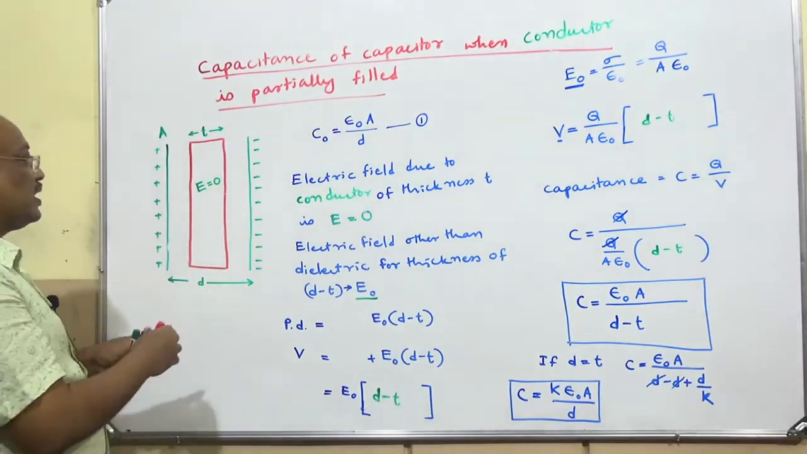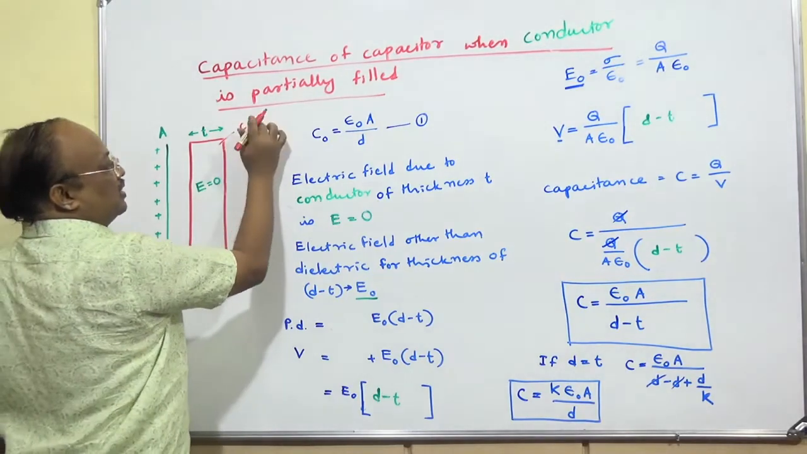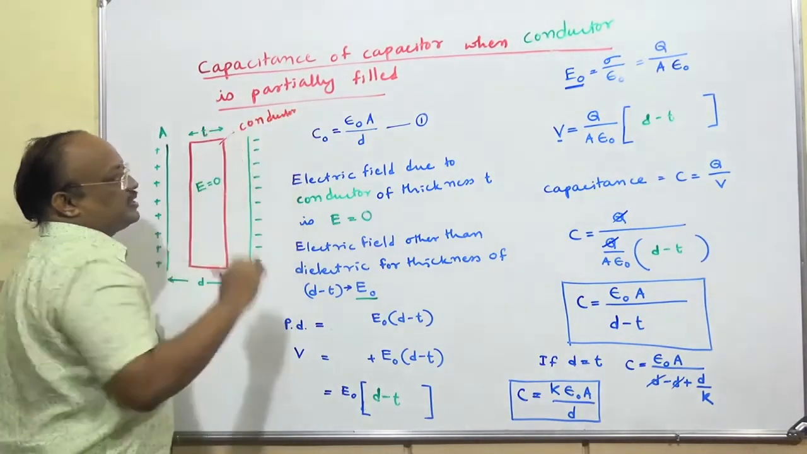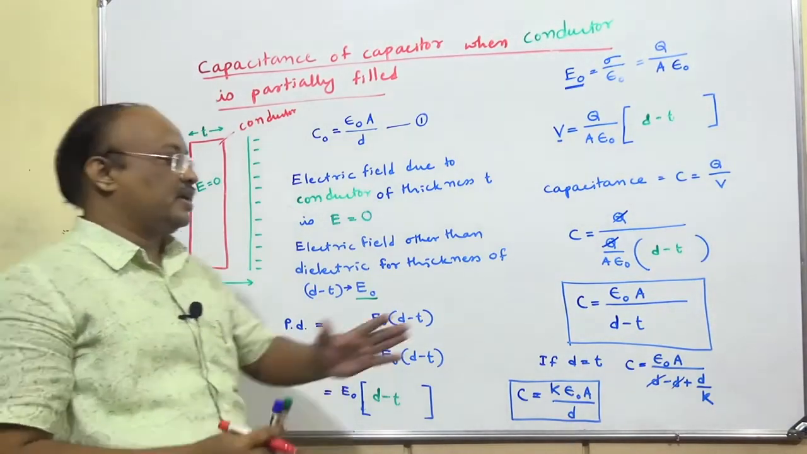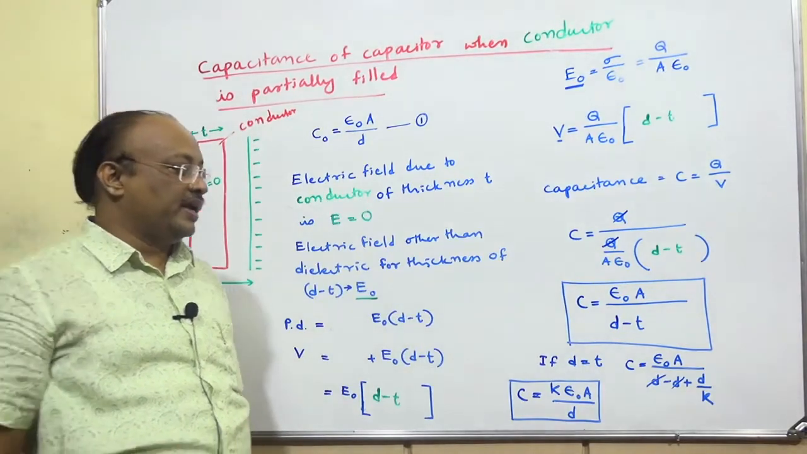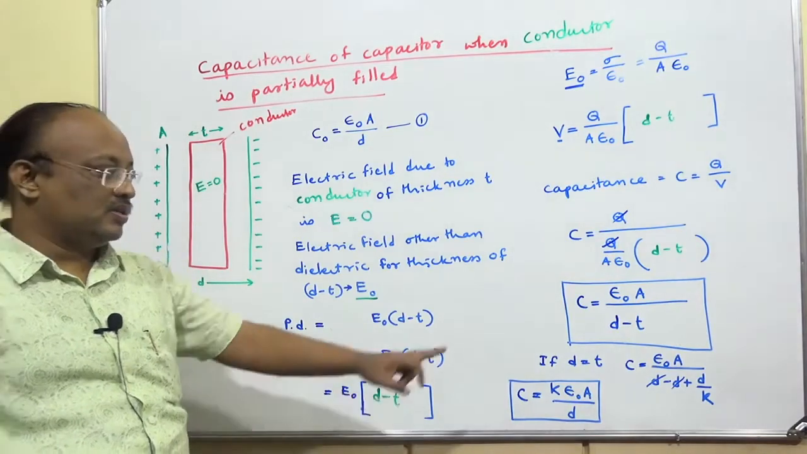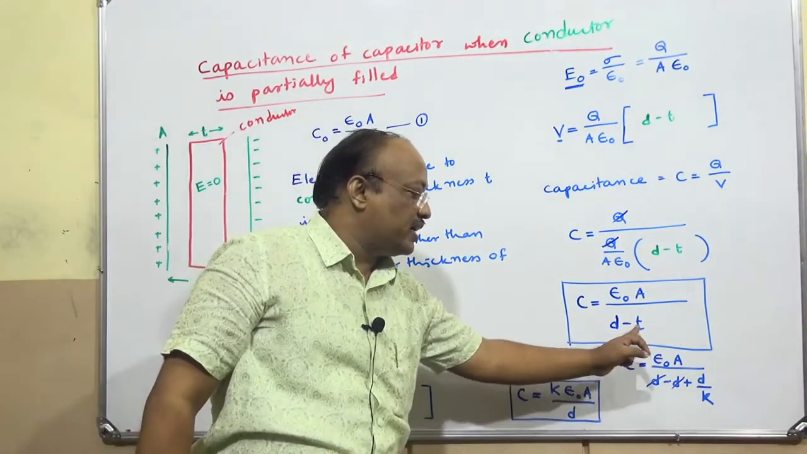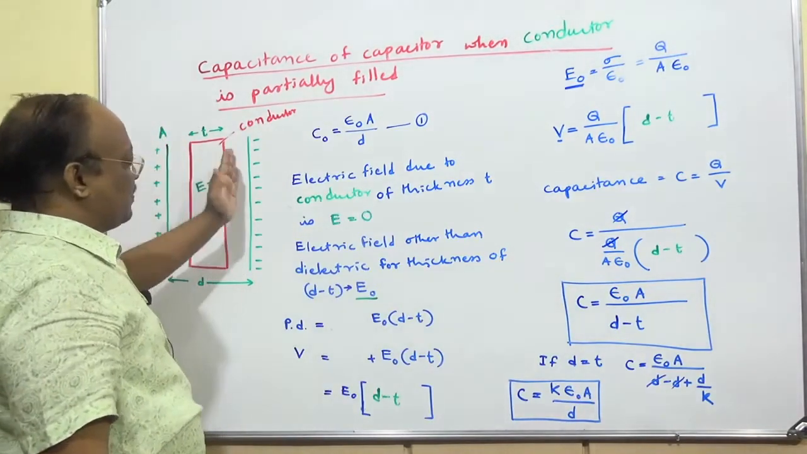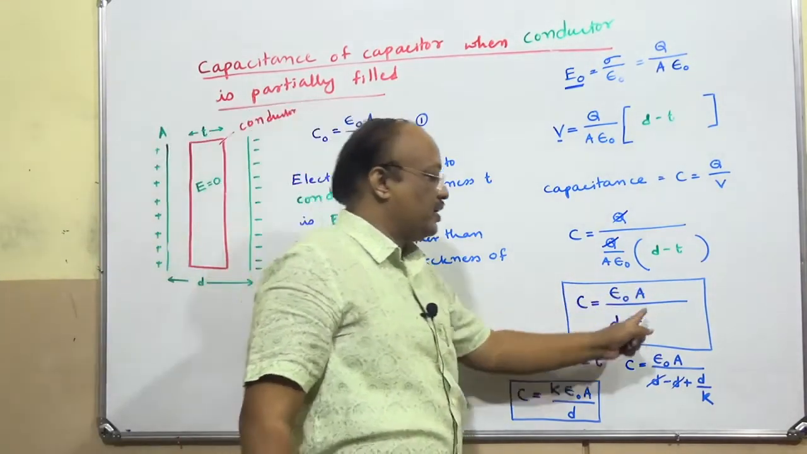If a conductor of thickness T is introduced, then this is the change: C is equal to epsilon naught A by D minus T. By whatever thickness the conductor is there, that much electric field will not be there, and that much the capacitance gets reduced. Because of that you are getting this expression.